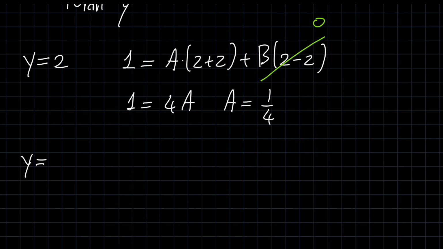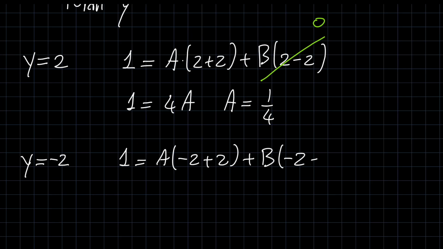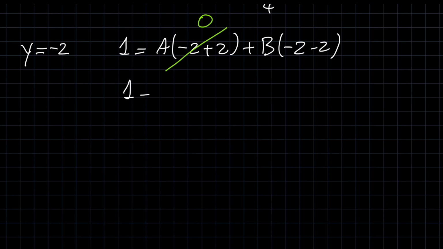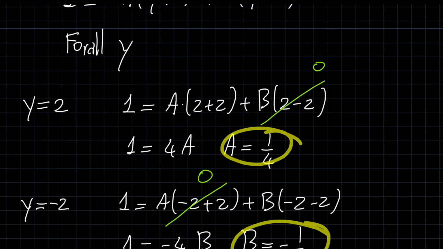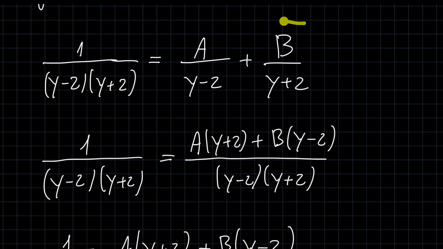We can just plug into y equal to minus 2, and we get that 1 has to be equal to a times (minus 2 plus 2) plus b times (minus 2 minus 2). This guy is equal to 0. Therefore, we deduce that 1 has to be equal to minus 4b. That means that b has to be equal to minus 1 over 4. Great. So now we found our a and our b such that this equality holds.